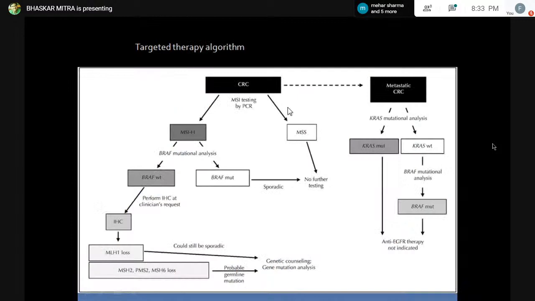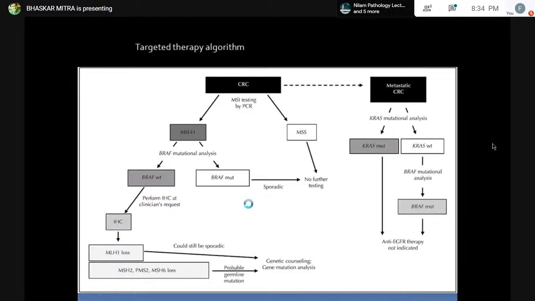So again, as per targeted therapy, we have to utilize this, that is the colorectal cancers with MSI testing in PCR, it is MSI unstable. We go for the BRAF, if it is BRAF mutation, then it is for the sporadic cases. If it is IHC for the MLH1 loss, it will be again genetic, and it may be in other group, it may be on the MSH2, PMS2. If there is a KRAS mutation, anti-EGFR will not be effective. If BRAF mutation is there, anti-EGFR will not be effective. These are the targeted therapy algorithm used there.